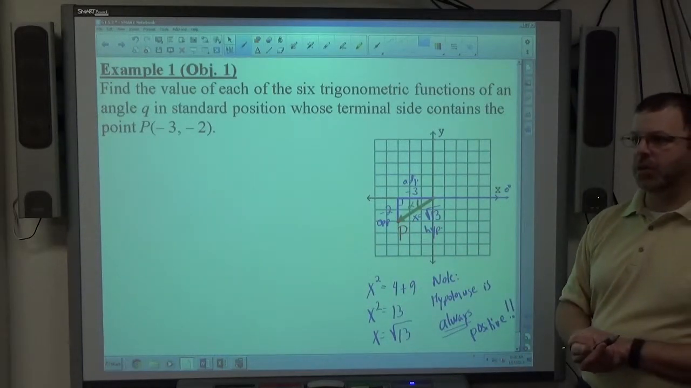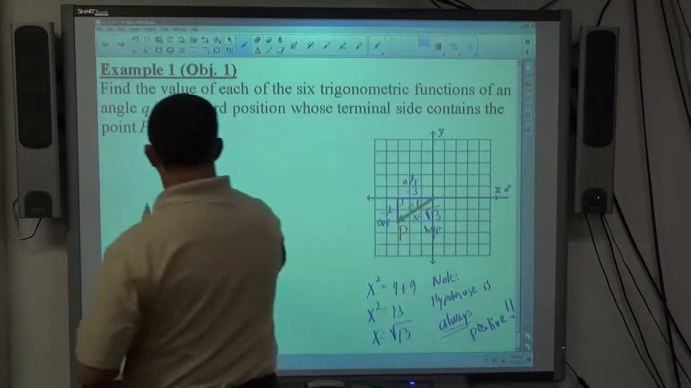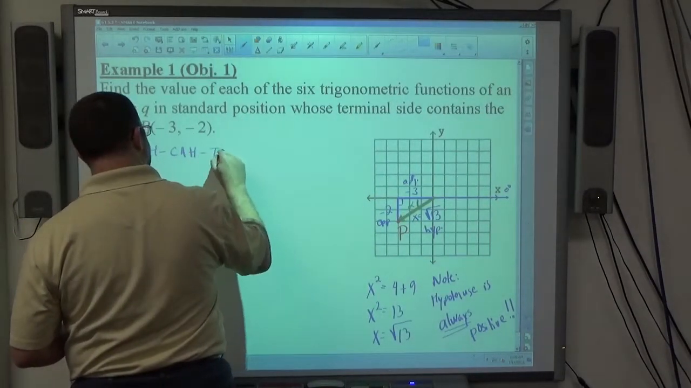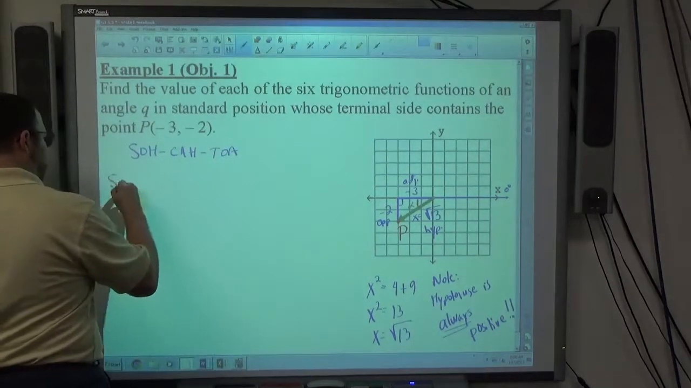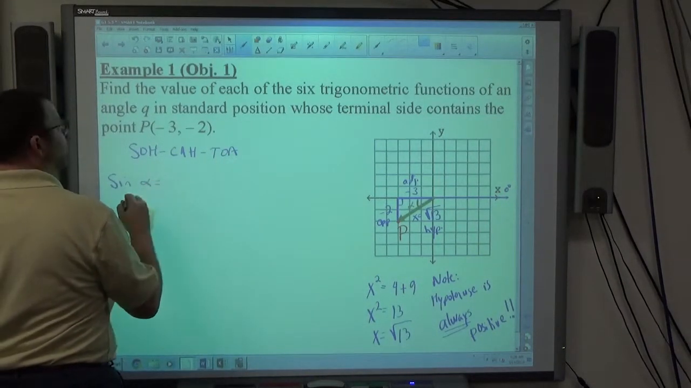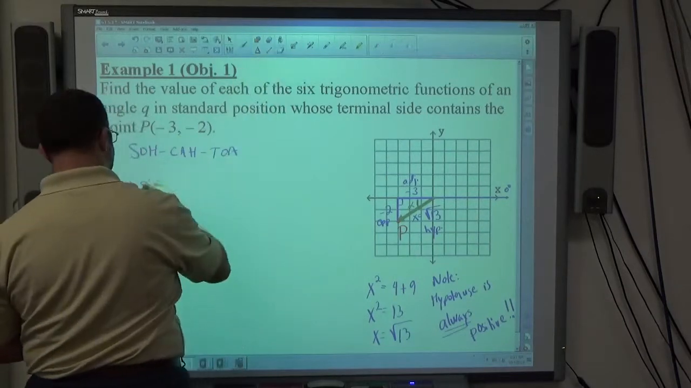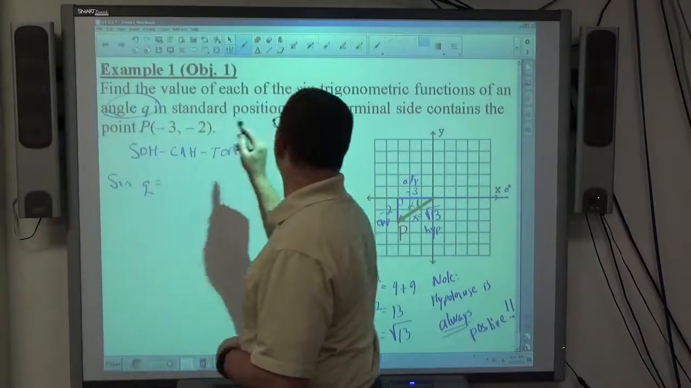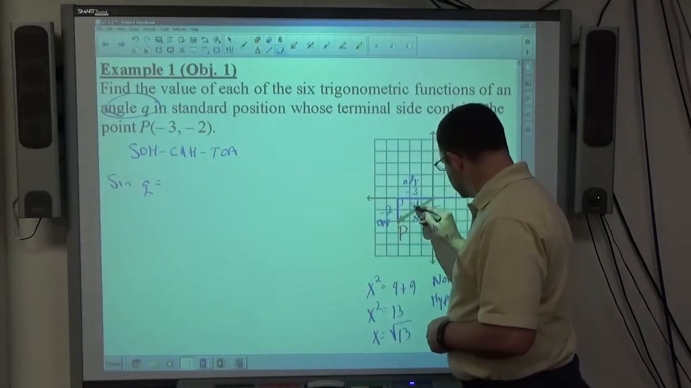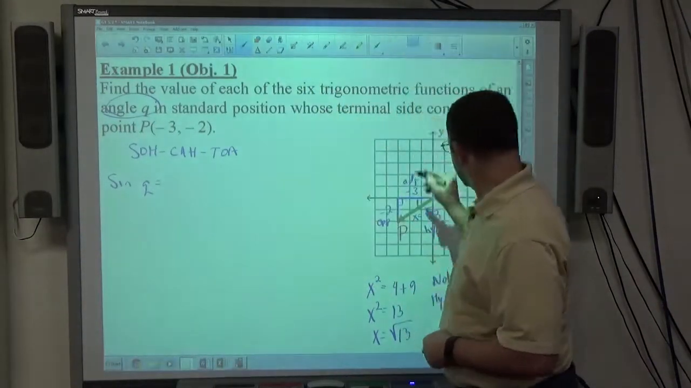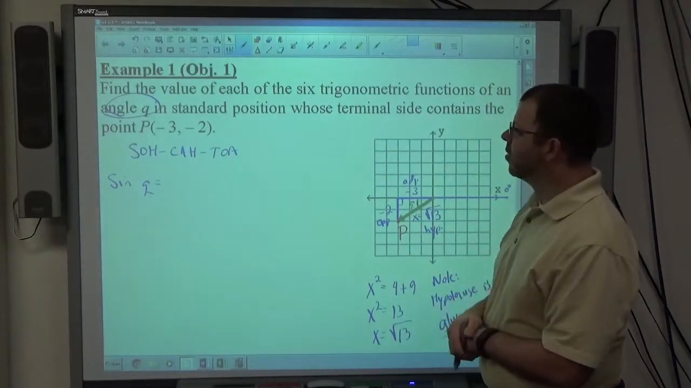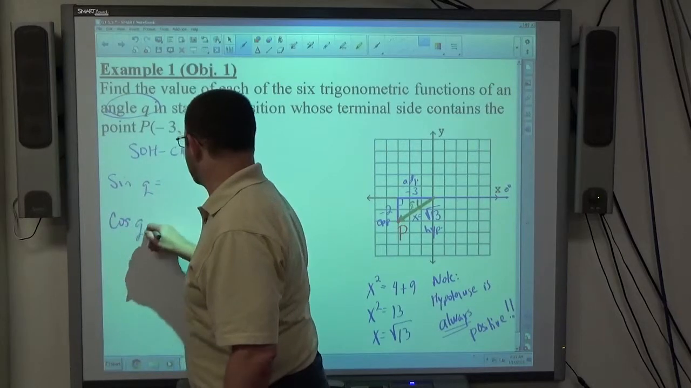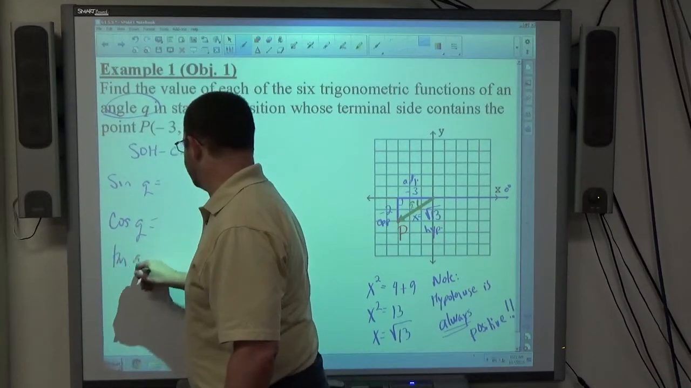We simply apply SOHCAHTOA to find sine, cosine, tangent. So if I just start off with SOHCAHTOA over here, that's sine alpha equals, actually angle Q is what they're calling it, right? They call it angle Q. So sine of Q equals something, cosine of Q equals something, and tangent of Q equals something.